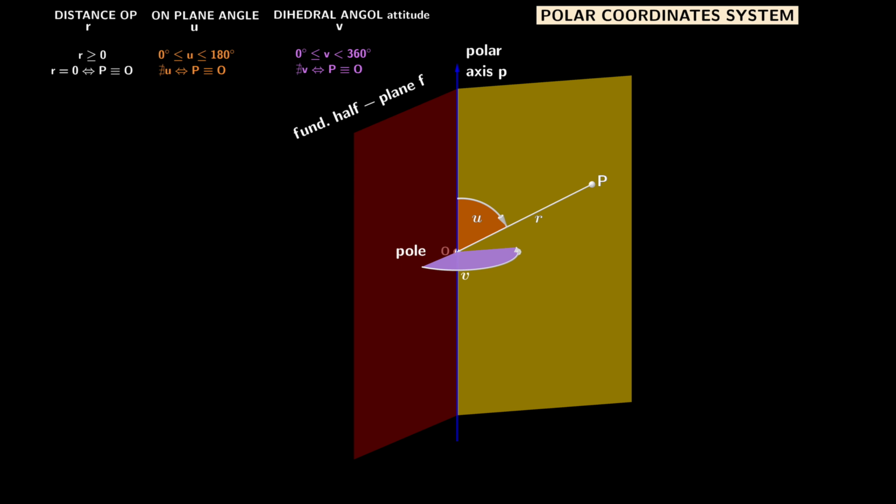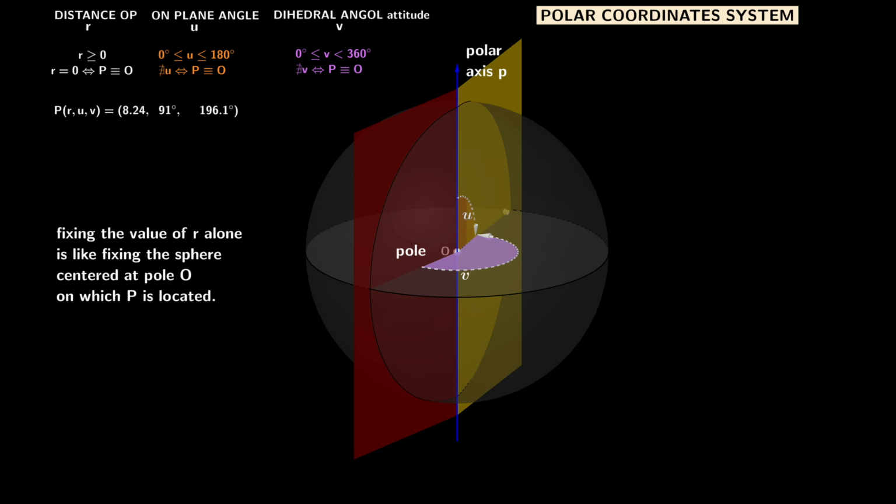The polar coordinates are three independent parameters because the value of each coordinate does not depend on those of the other two. Particularly, the amplitudes of angles U and V do not depend on the value of R. Pole O apart, at each ordered triad (R, U, V) corresponds only one point P in space and vice versa.